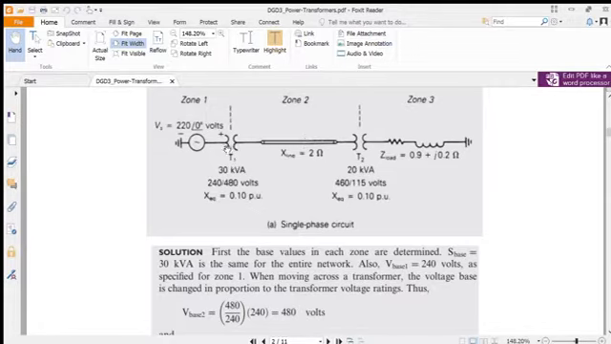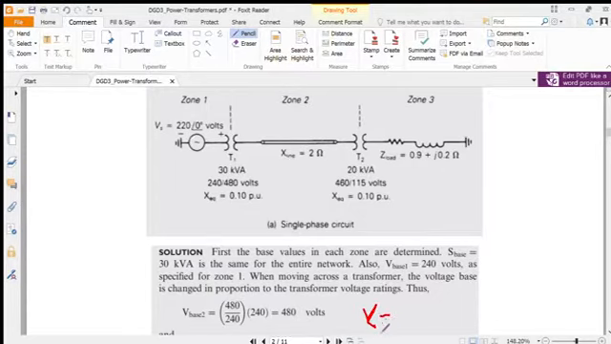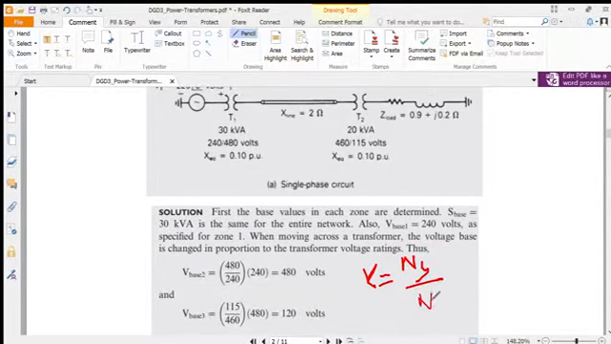So we have to cross transformer T1. So the voltage base is changed in proportion to the transformer voltage rating. That means the transformation ratio of 480 by 220. In the last DGD we showed that the transformation ratio, if it is K, can be expressed as the secondary turns over the primary turns, or the secondary voltage over the primary voltage.